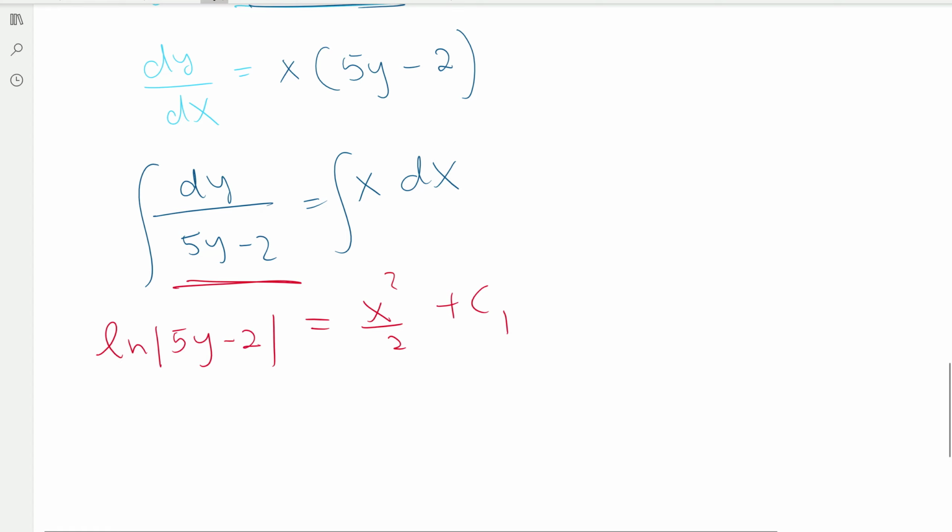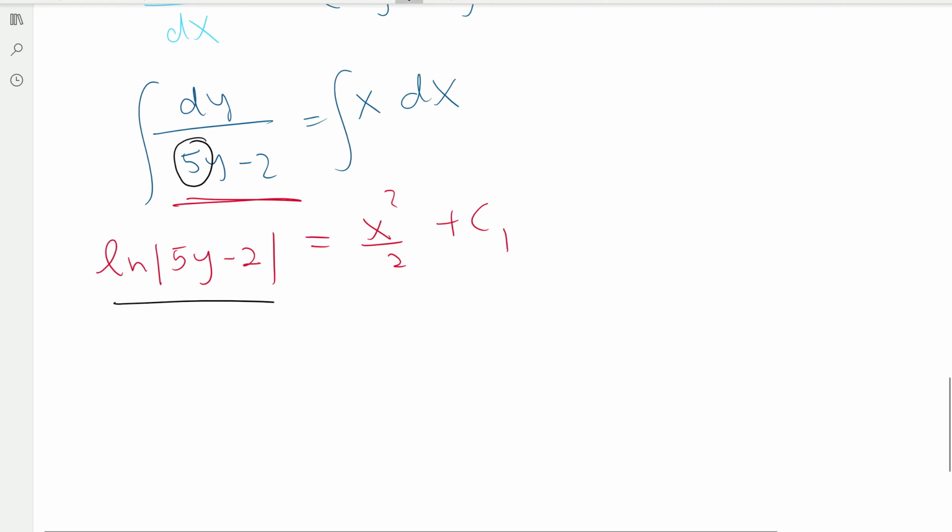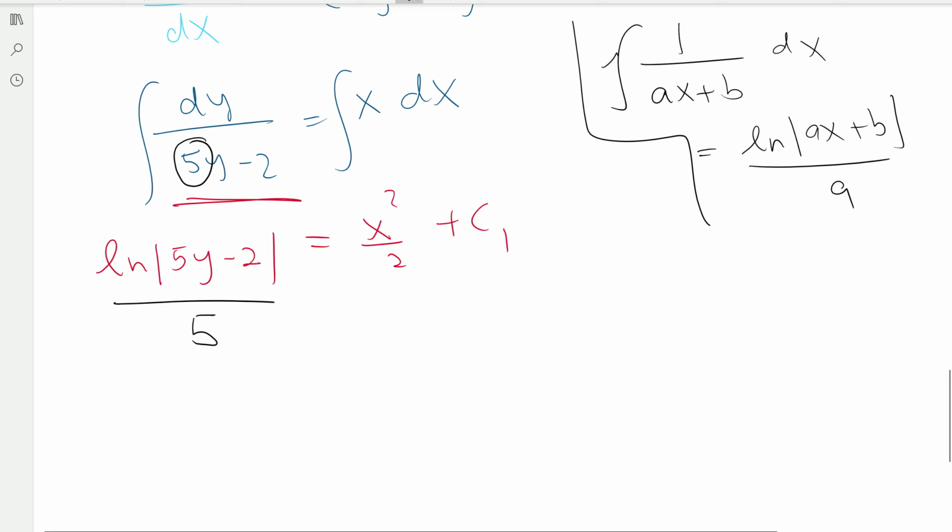Now I would say one thing is missing. What's missing? What do you think? Well, if you remember basic integration, here we have 5 as the coefficient for y, so you have to divide by 5. If you have forgotten, you should go back to the basic integration review video series and recall them, okay? Let me quickly recall it. If you have to integrate 1 over ax plus b, the solution is natural log absolute value of ax plus b, divided by a.